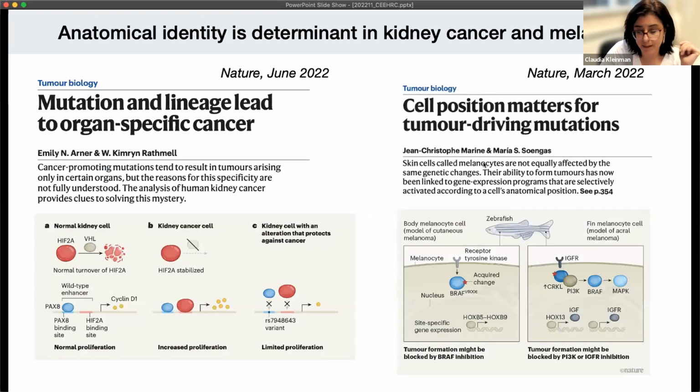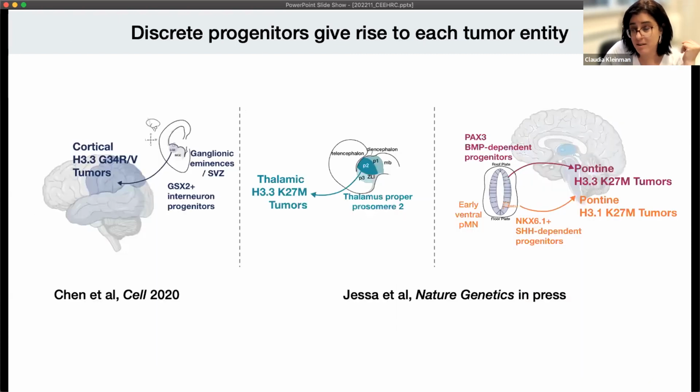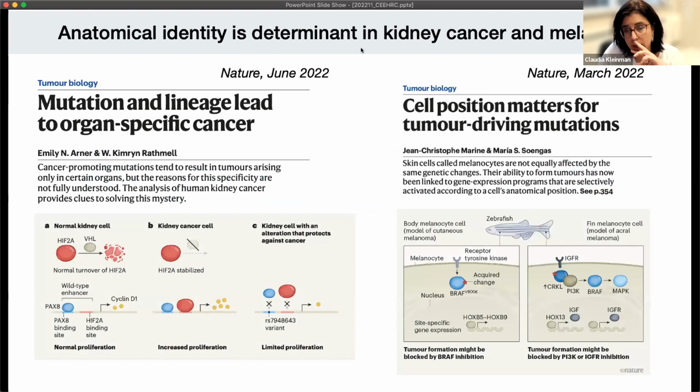And the point I want to make is that this is not restricted. This robustness of regulatory networks and properties of the cell of origin is not restricted to brain tumors. It has been shown in kidney and in melanoma cells, where the regulatory networks on the specific anatomical location of the tumors determine the patterning of mutations, and why we will find RAF mutations in one type of melanoma and not the other. So it's a more general principle than the tumors we're studying.